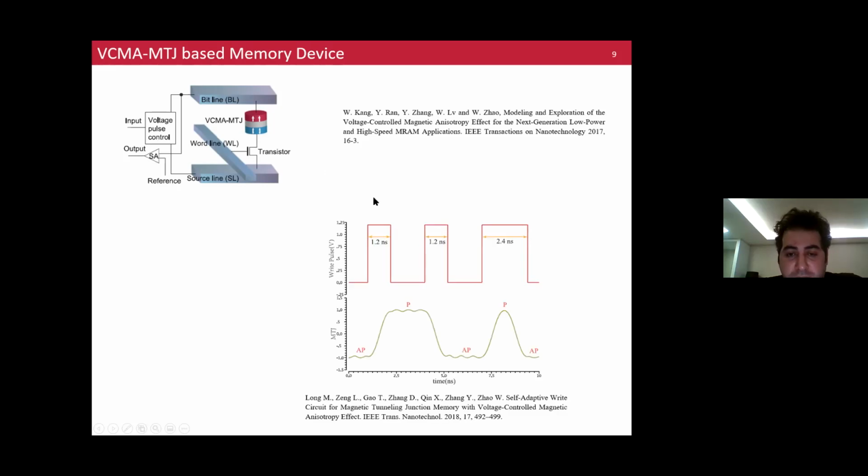Here, an example again: when we apply 1.2 nanoseconds, we can switch the magnetization from an antiparallel state to a parallel state. Again, a 1.2 nanosecond pulse is applied. It can switch from the perpendicular parallel state to the antiparallel state. If we double the pulse time, we can observe a double switching, from antiparallel to parallel and parallel to antiparallel states. So this is a very beautiful memory device that we can fabricate by using this concept.